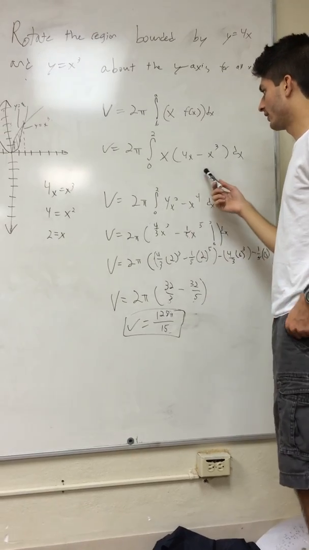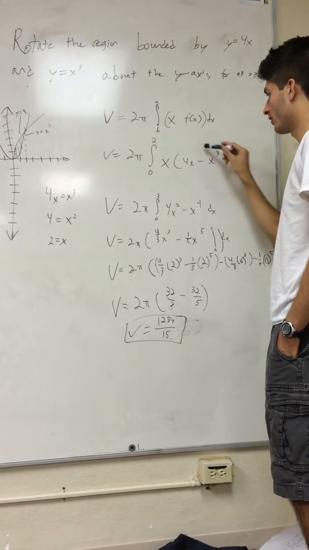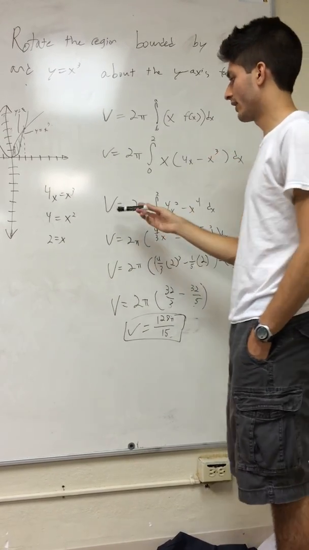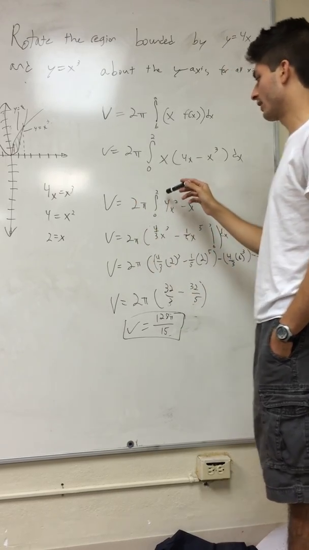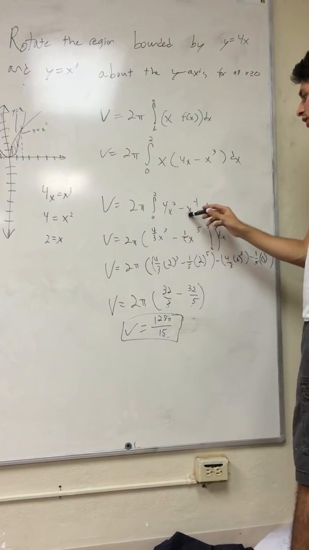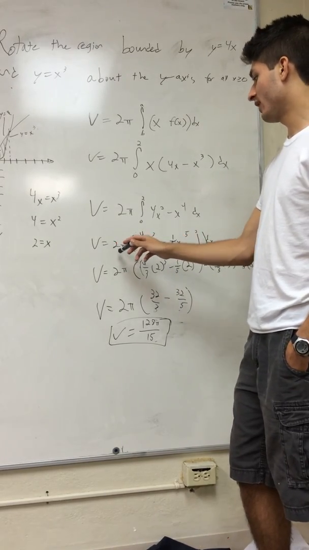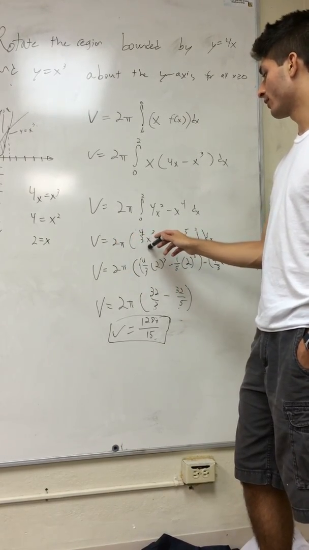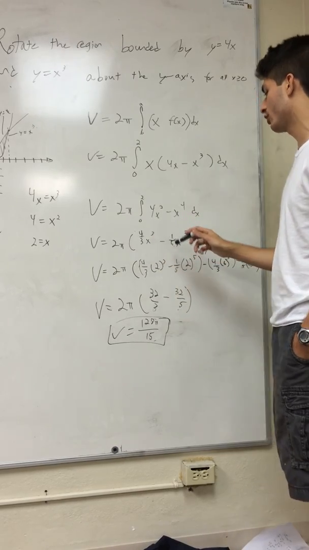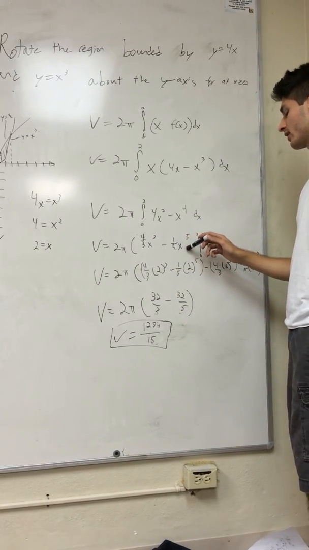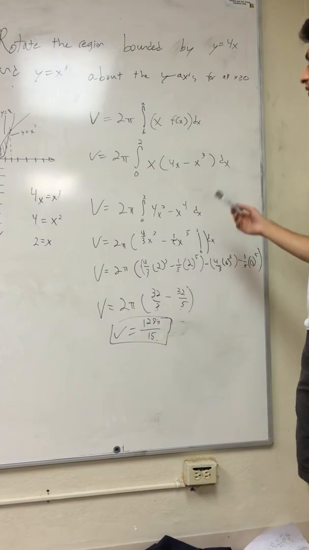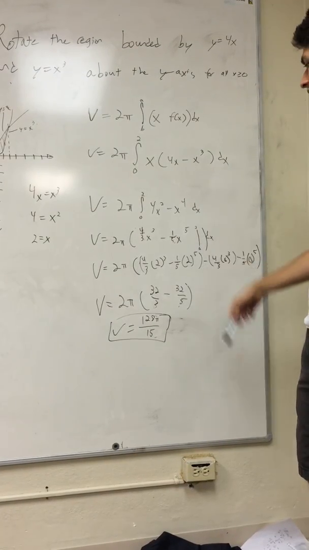So we go down and distribute this x to our function over here. We get V equals 2 pi integrated from 0 to 2 of 4x squared minus x to the 4th dx. Then we integrate this, and we get V equals 2 pi times 4 over 3 x cubed minus 1/5 x to the 5th power, evaluated from 0 to 2.